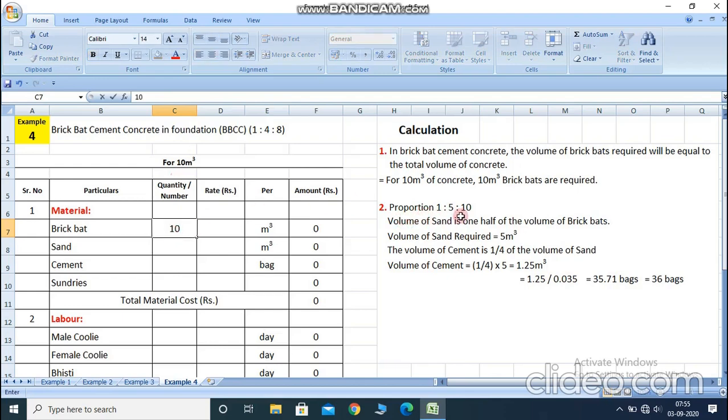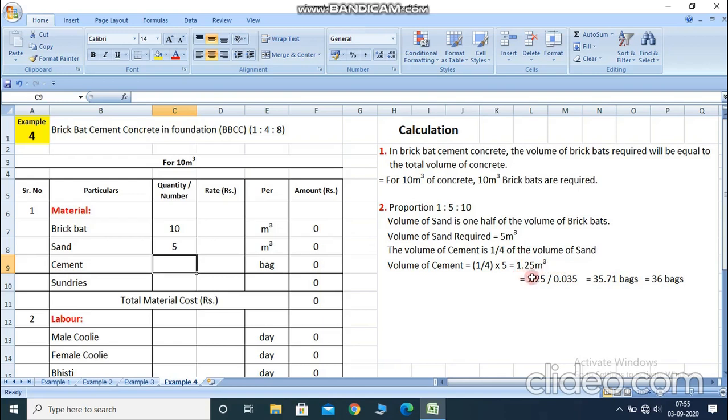Then after, the proportion is 1:5:10. So the volume of sand is half of the volume of brick bed, which is 5. And then the volume of cement is 1/4 of the volume of sand, because the proportion is 1:4. So the volume of cement required is 1/4 of the volume of sand. The volume of sand is 5, so 1/4 multiplied by 5 is 1.25 meter cube.